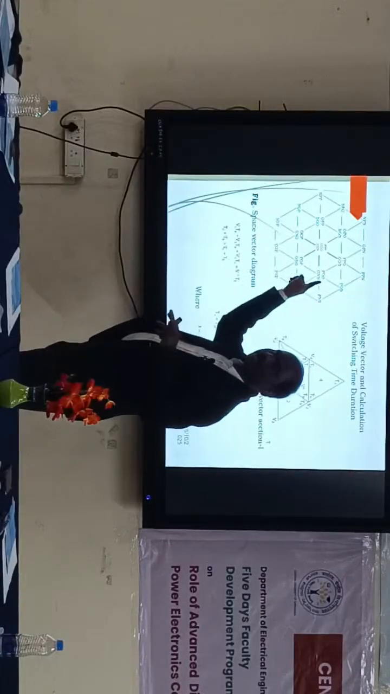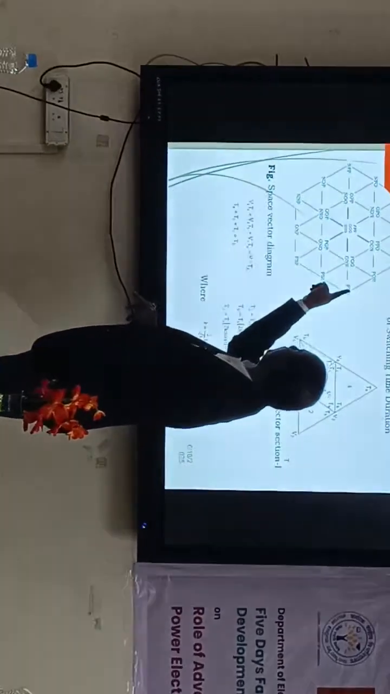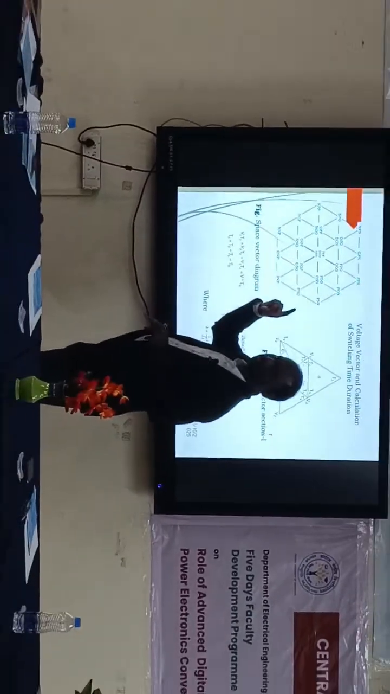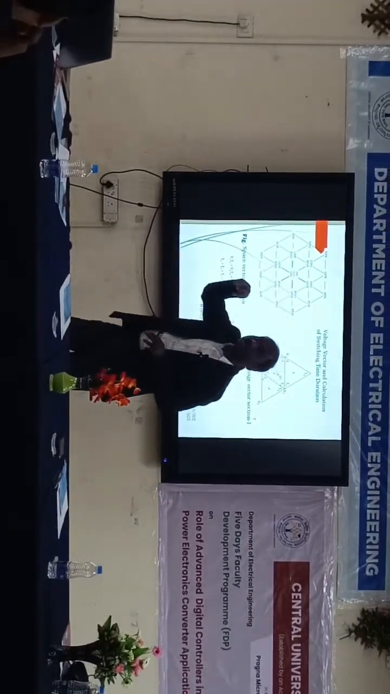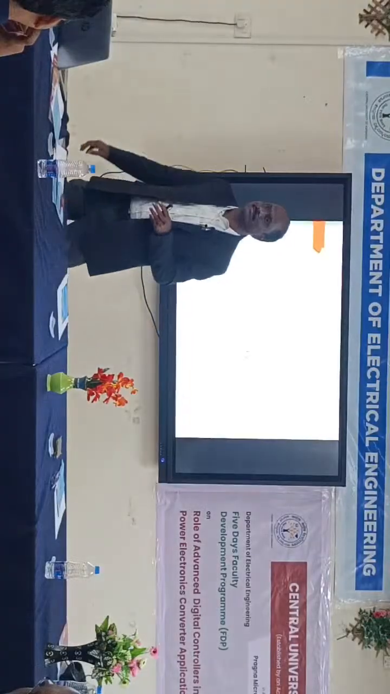And for them, we have to calculate what is the time period. Either the same one, we have PNN, PON, PO. How much time period we have to operate? That we have to calculate. That's why complexity is more.